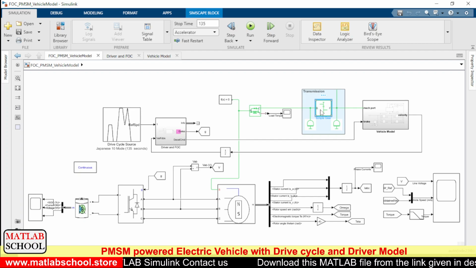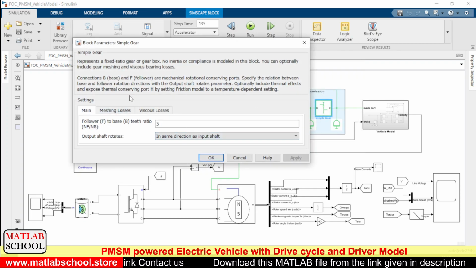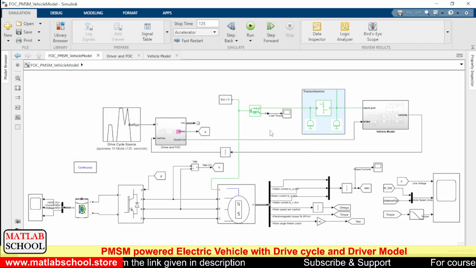In this gear arrangement, there will be two gears actually. The ratio is 3. It's just like a regular gear that we find in a vehicle. Both the gears will have their own inertia, so we are including inertia for both the gears.